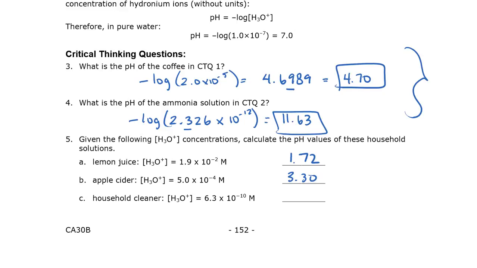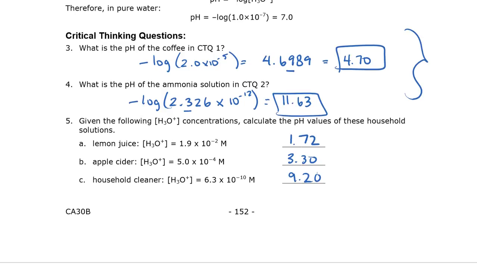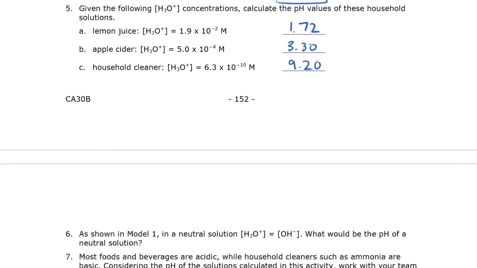I get 3.30, keeping 2 significant figures. And pause and do part C. Pause now. And I get 9.20. So this is just checking, make sure you can get these answers correctly on your calculator. So let's move on with the next page.